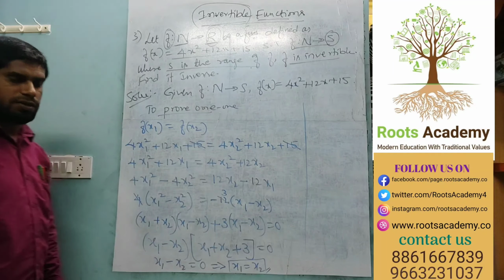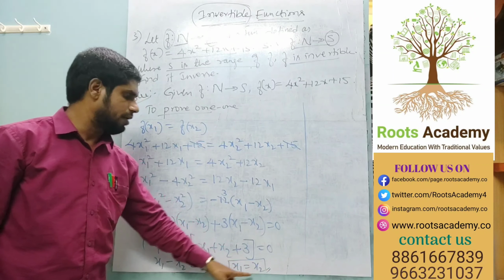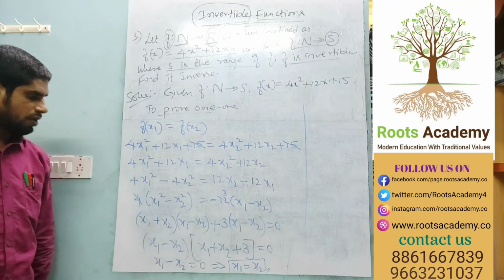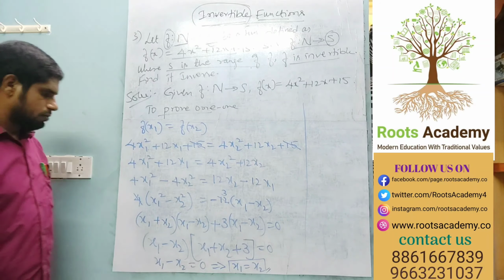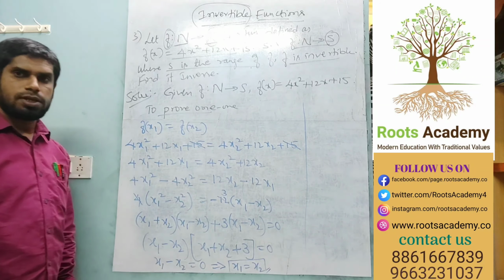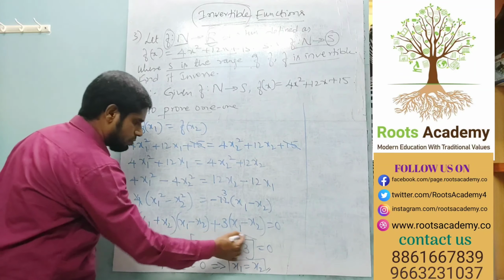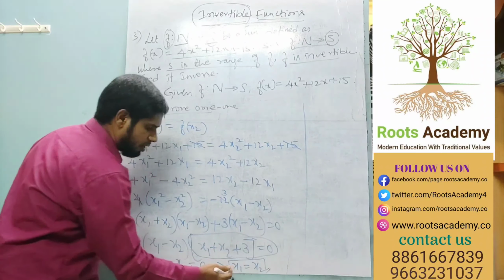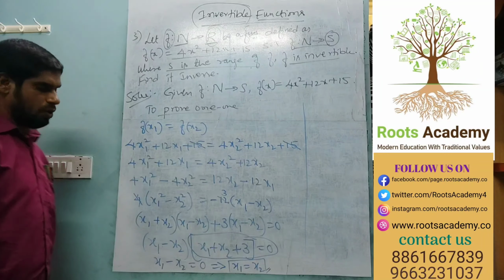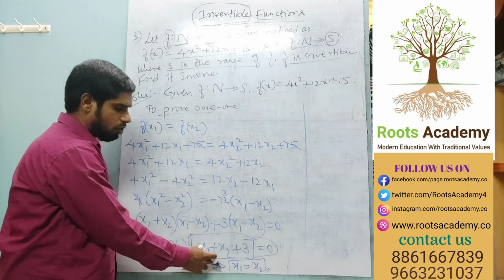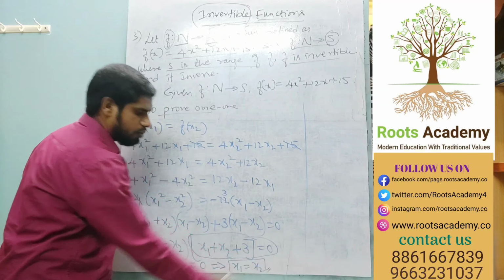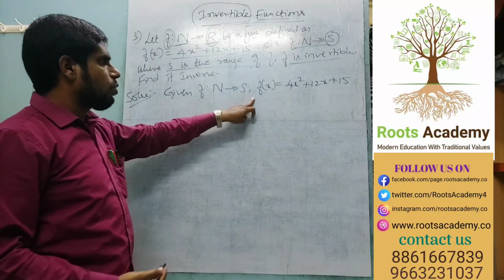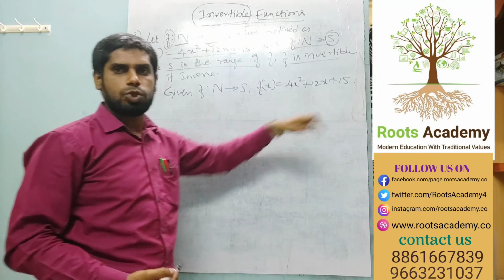So student, with this we can declare that f is one-one. Add on this, and this is not necessary to check because here we got x1 is equal to x2. Whether it is possible or not, no need to check, just this much is enough to declare it is one-one. Let us prove this function is onto.